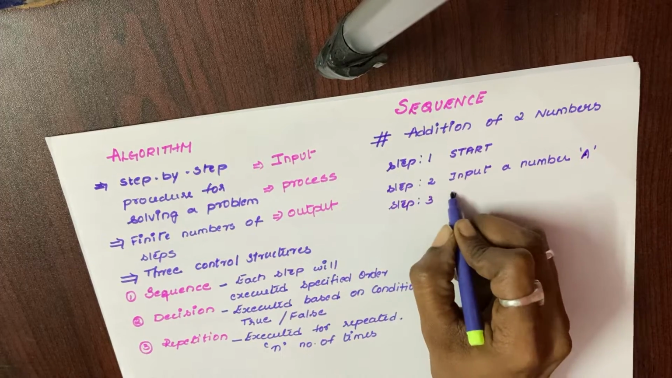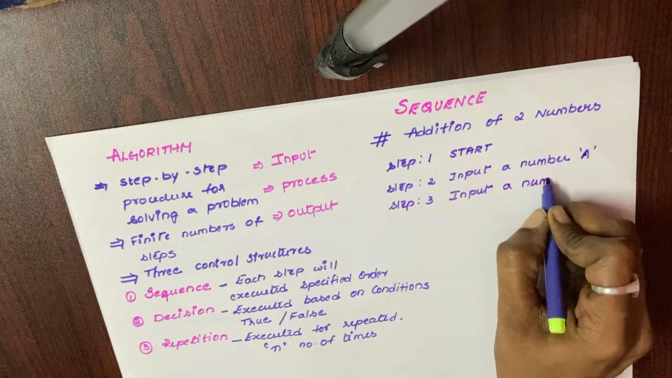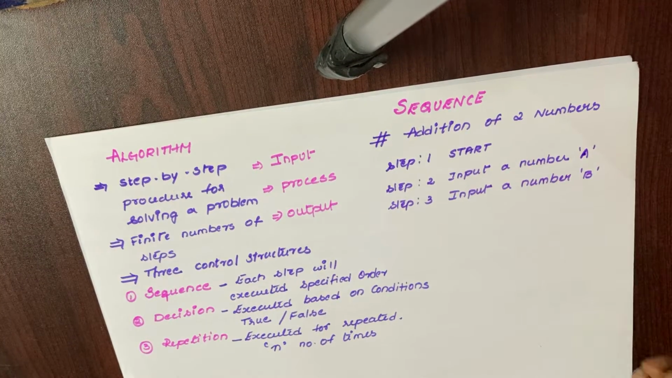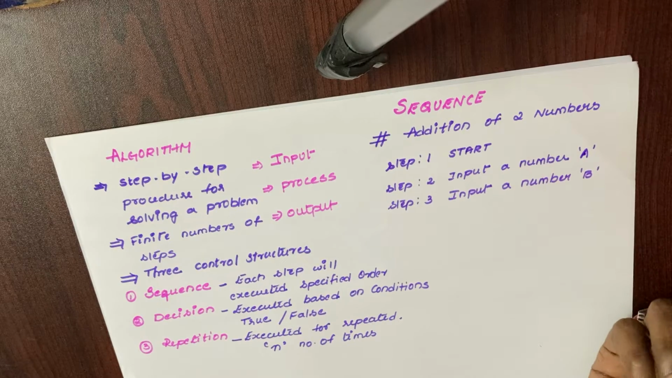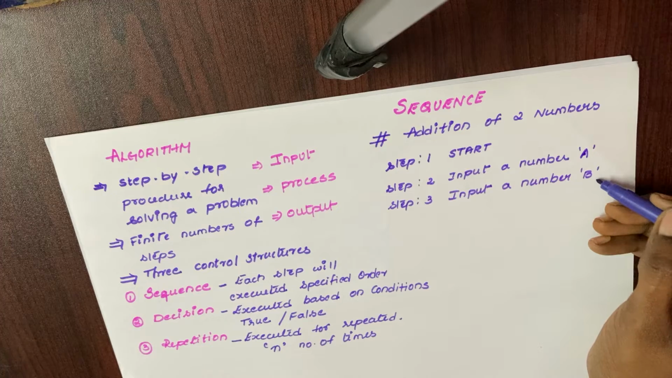Step 3, input a number as B. For calculation of two numbers, we need two numbers, right? So we are giving an input as one number as A and the second number will be assigned to B.